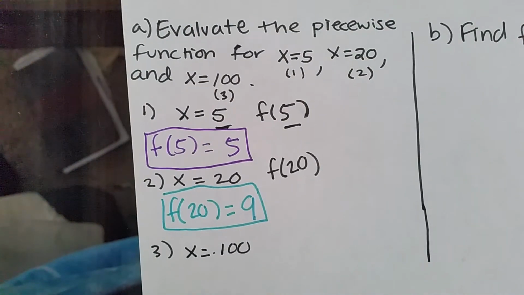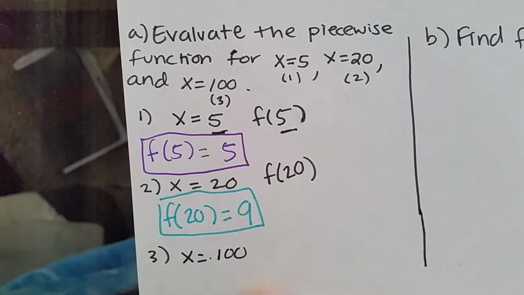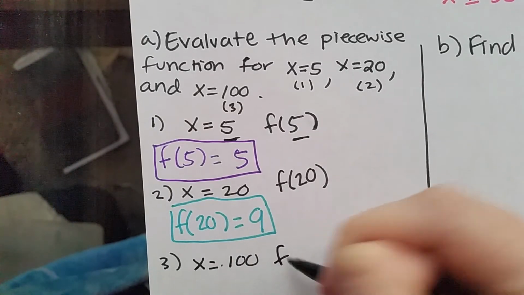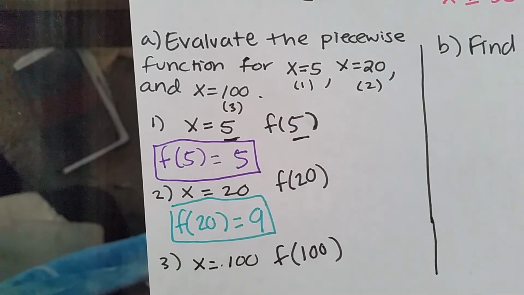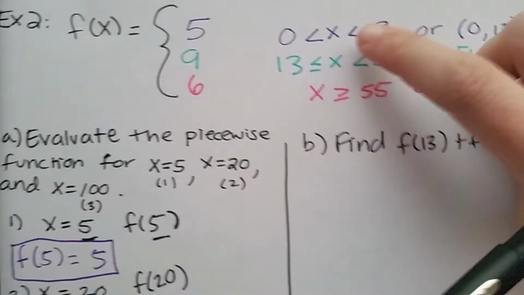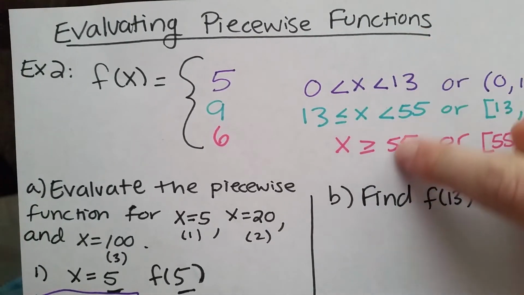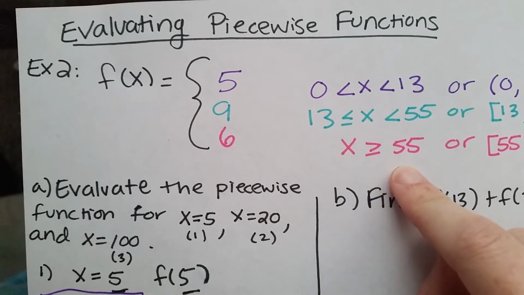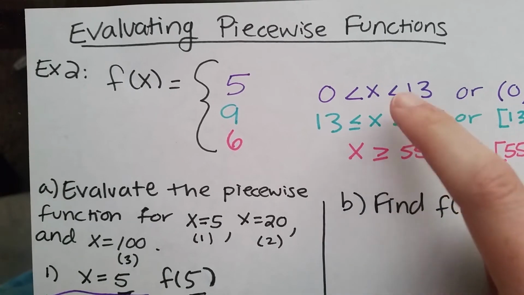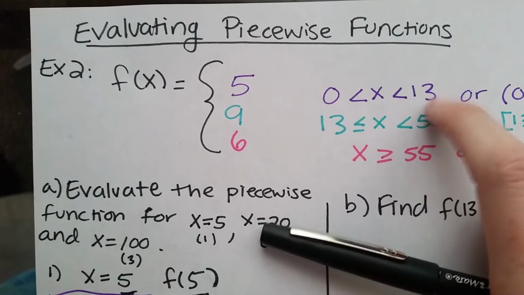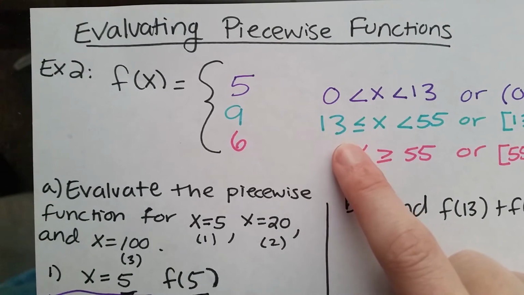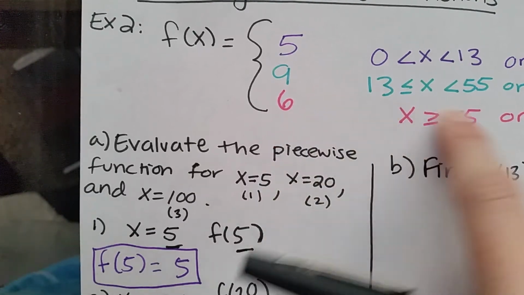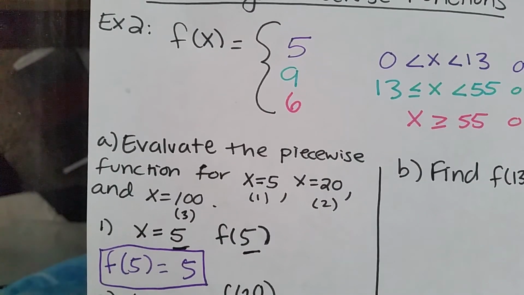Alright, so we're going to do this one more time, so get pumped up. For our last one, again, we have to see which interval this value works in. We're solving for the value of the function when x is 100, so we're solving for f of 100. The only one where 100 works is this last one, because 100 is definitely greater than or equal to 55. These other two, 100 is not in between 0 and 13, and 100 is not in between 13 and 55. So when x is 100, the function value will be a 6.